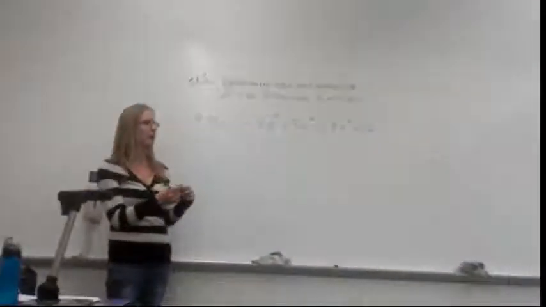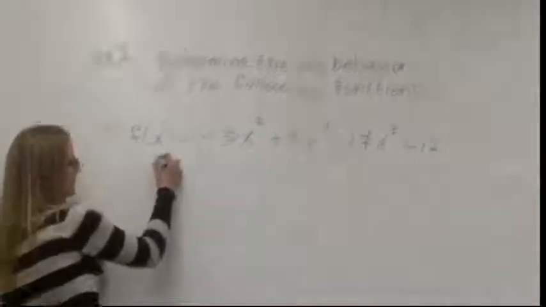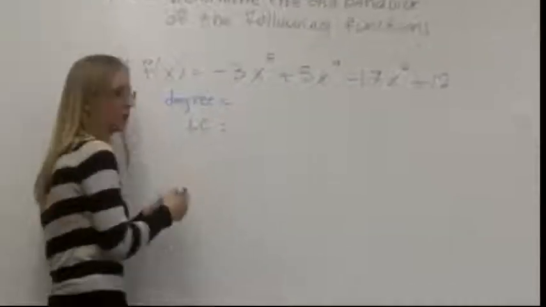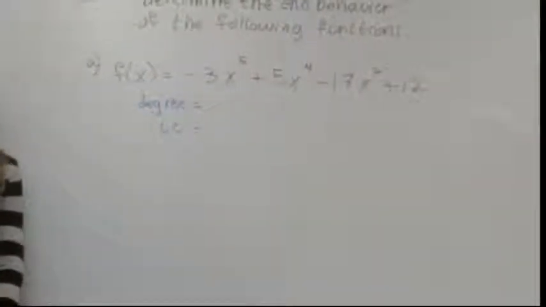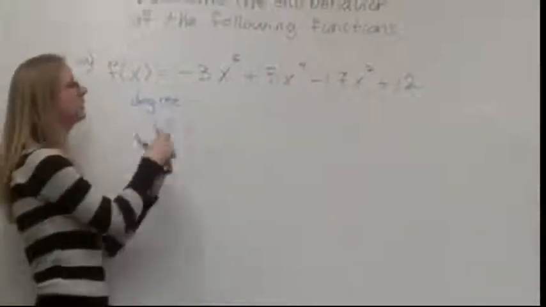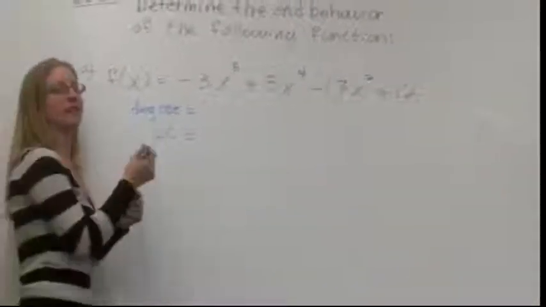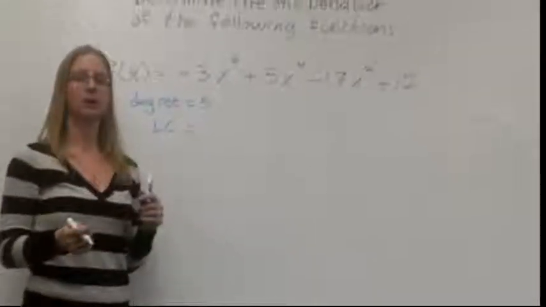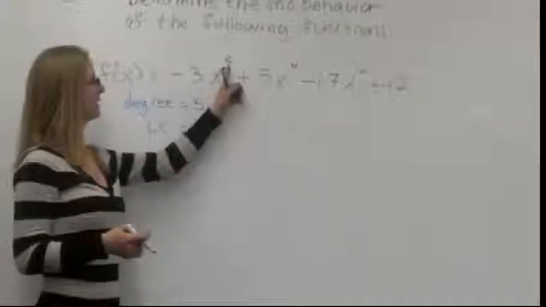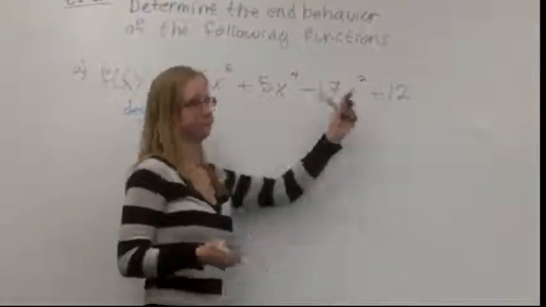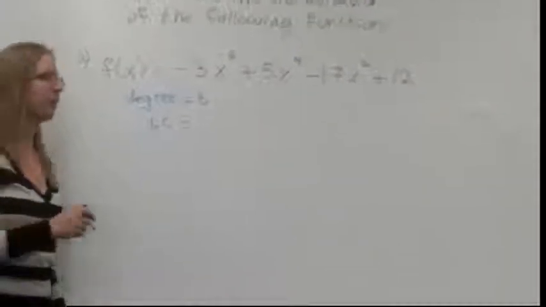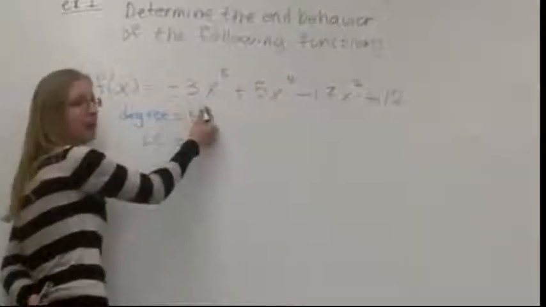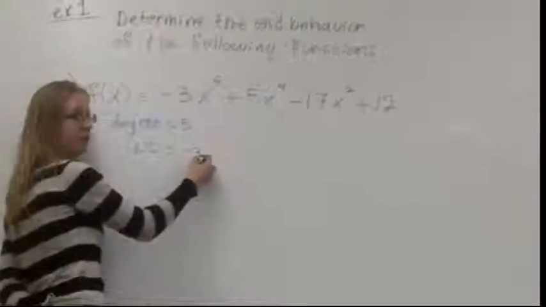So here's my polynomial, and I want to identify the end behavior. It's real simple. There are 2 steps: find the degree, find the leading coefficient. Why is the degree 5? Because it's the highest power. That's a 5, that's a 4, that's a 2. So you just take the highest one. Absolutely. What's my leading coefficient? Remember, the leading coefficient is the coefficient in front of the highest power. So in this case, that leading coefficient is the negative 3.